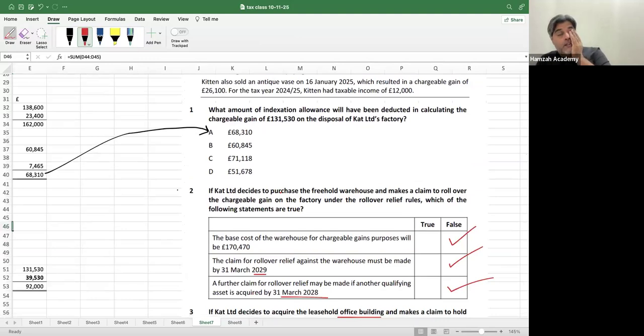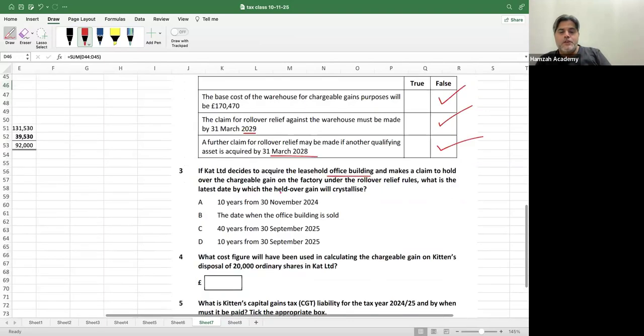Because the life of the 40 years is way too far. So we will have to wait for the 40 years till we cease to use the asset for the trade purposes. So that's going to be the 40 years wait. So the latest date that we can have is the 10 years. So the 10 years from the 30th November, or the 10 years from the 30th September. No, it's going to be from the 30th September 2025. So it's going to be option D over here, right?